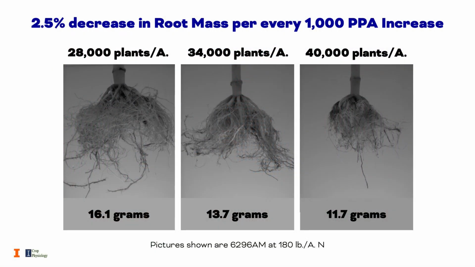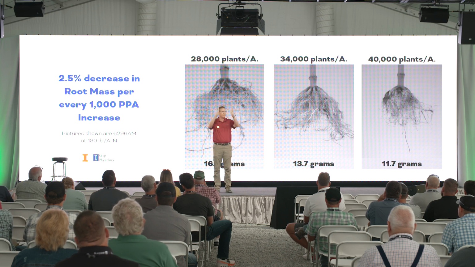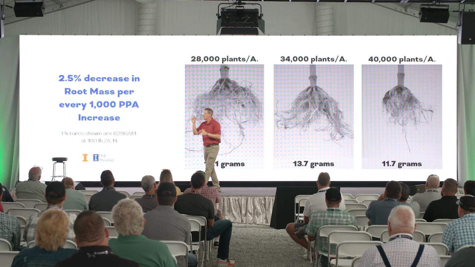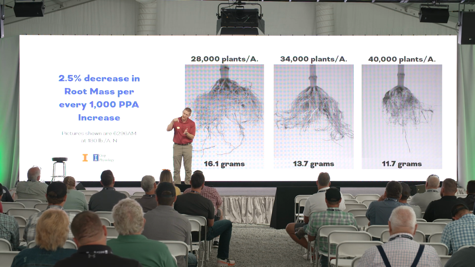So the second study we asked them to engage in at University of Illinois was population response to root architecture. So back in 2014, I think it was, Dr. Barnhart, University of Illinois, had done some work and found that for every 1,000 plants we increase planting population, individual root size decreases 2.5%. Every 1,000 plants we increase planting population, individual plant root size decreases 2.5%.